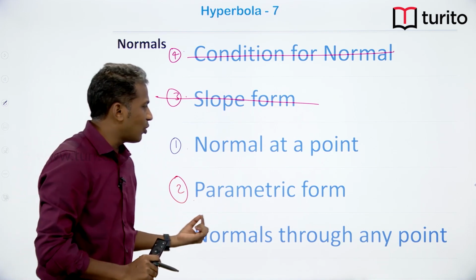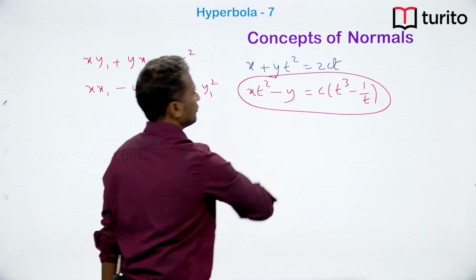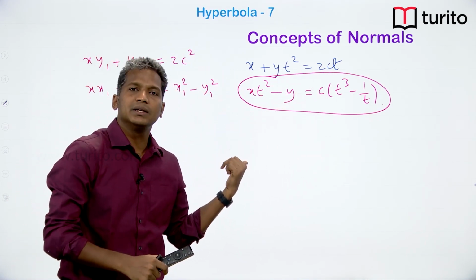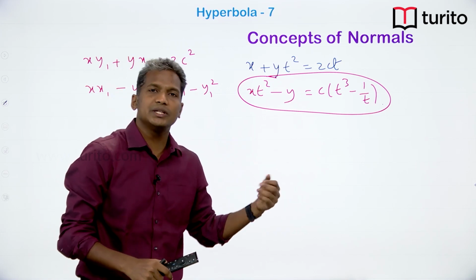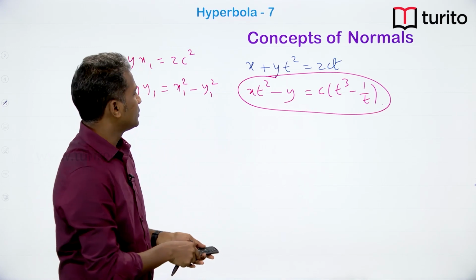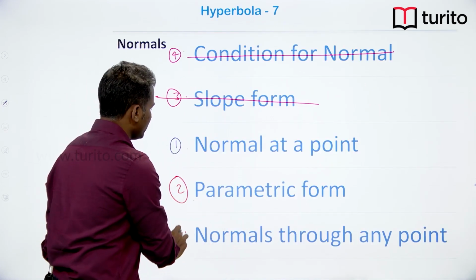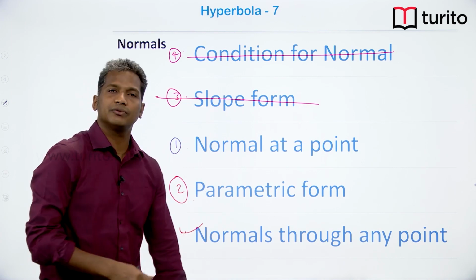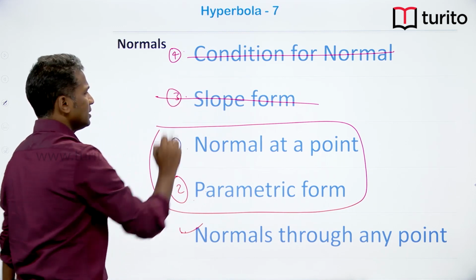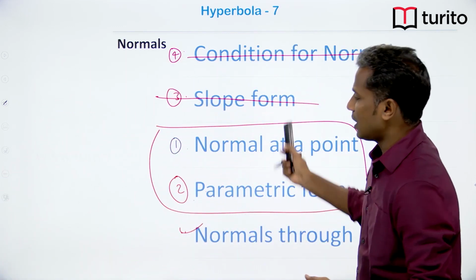Now to get the normals through any point, we can also take help of this parametric form. If I just put the point here and solve for t, I will get 4 values of t. Based on the values of t, we can design the normal also. So in case you get any question based on normals through any point, you can take help of the parametric form and solve it. In fact, these two forms are sufficient to handle normals of rectangular hyperbola, and don't get into the other forms.